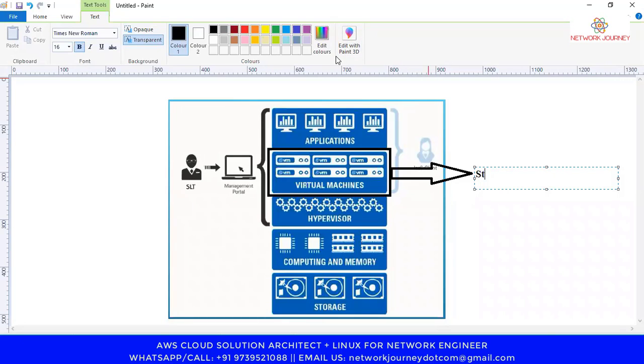Very good. So Santosh asked whether each VM can be shared with different customers. Then it is called public cloud. So if it is for a single customer, dedicated for them, then it is called private cloud. If it is shared for multiple customers, then it is called public cloud.